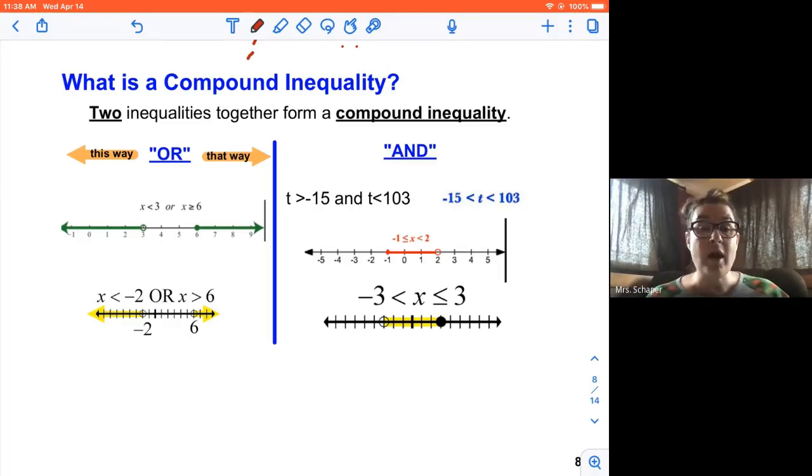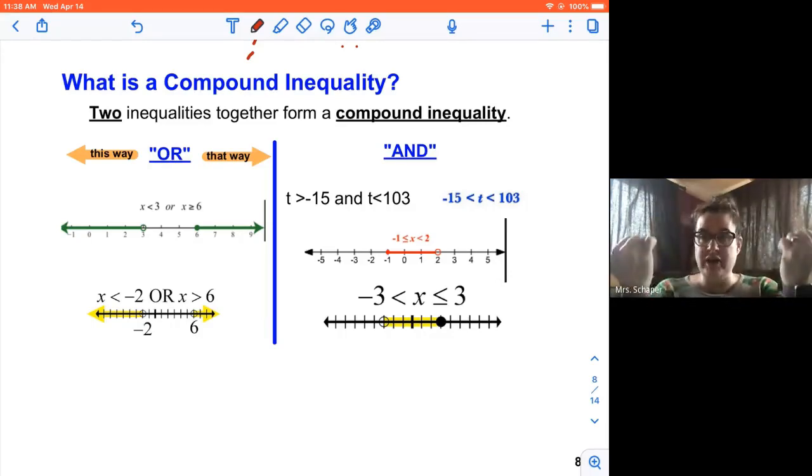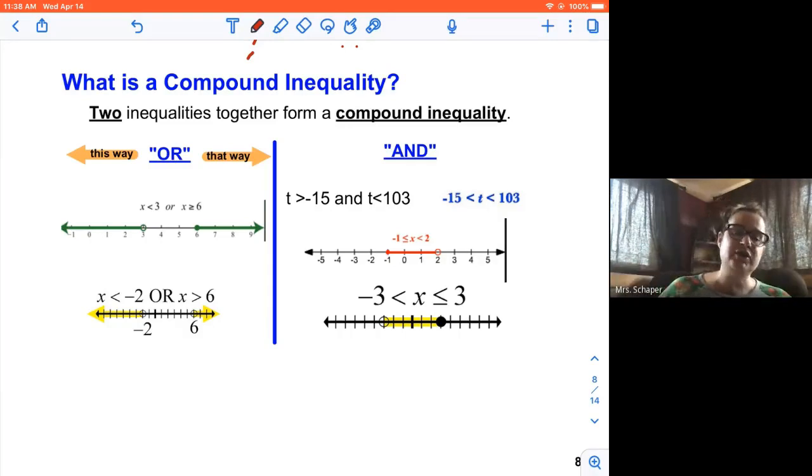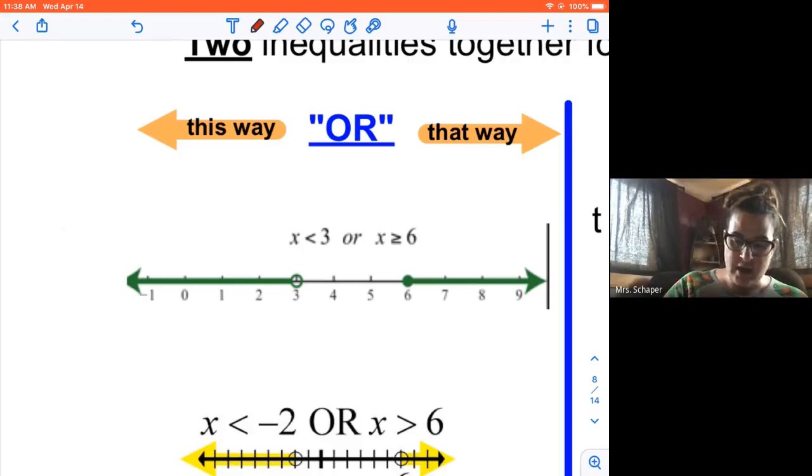And compound inequalities have two dots on your graph, and they shade in two directions. They either shade together or they shade apart. And so we're going to talk about how to determine that. We have two types of compound inequalities. We have an and statement and we have an or statement. Our or compound inequalities shade apart.